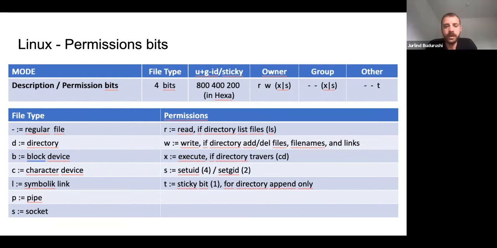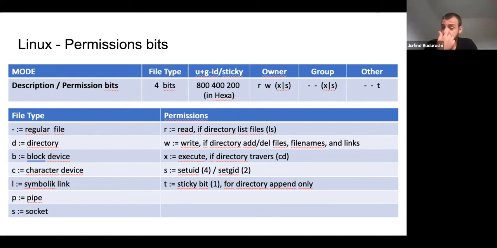If we see a dash in our terminal, we know that this is just a regular file. If we see a D, we know that this is a directory. B stands for block devices, C for character devices, L for symbolic links, P for pipe, and S for sockets. So these are the symbols that we see to understand what kind of file we are dealing with.